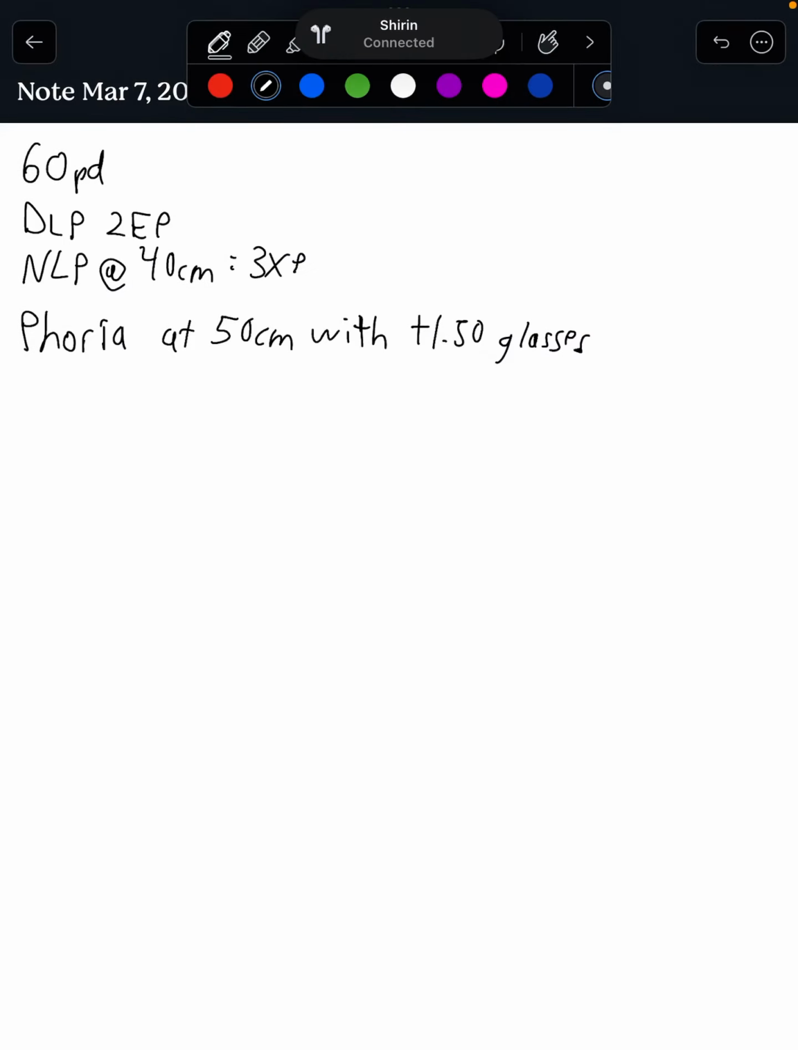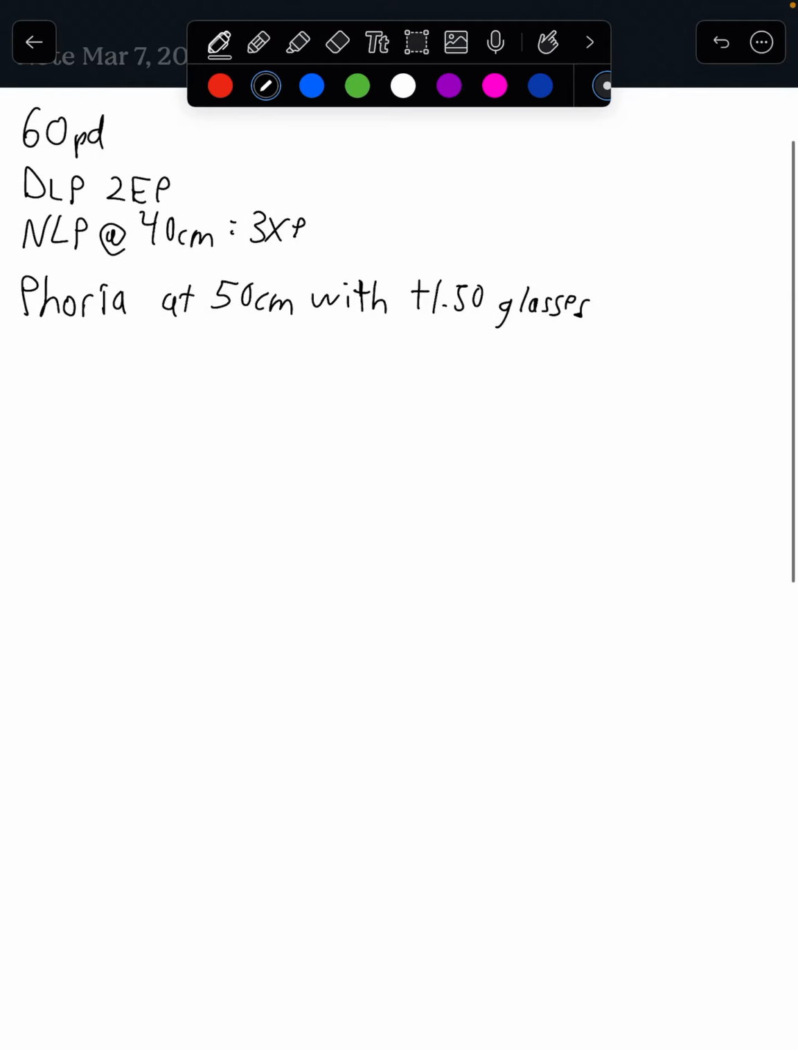So for this problem, the patient has a 60 PD. Their distance foria is 2 EP. Their near foria is 3 XP. And we want to know their foria at 50 centimeters while wearing plus 1.50 glasses.